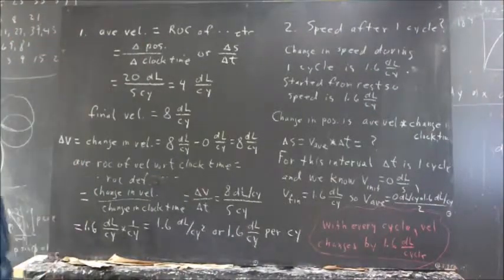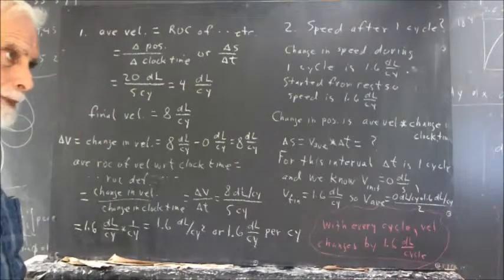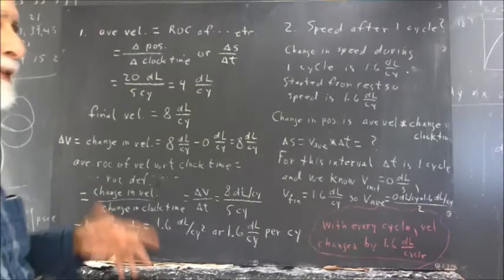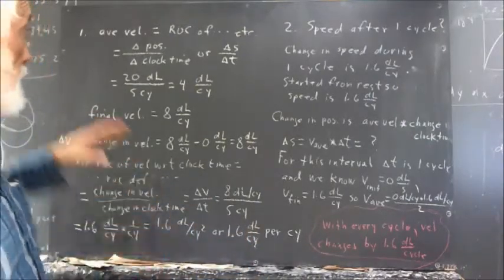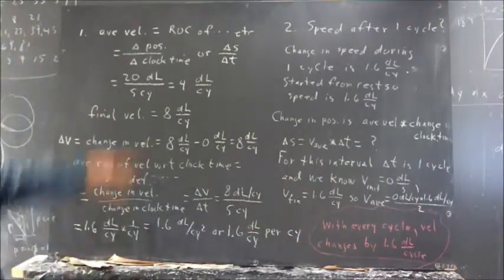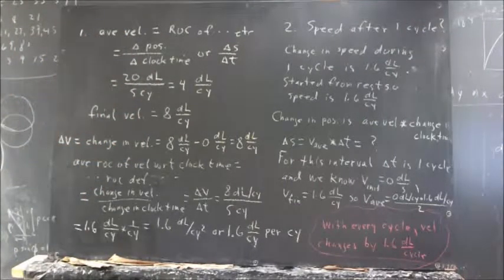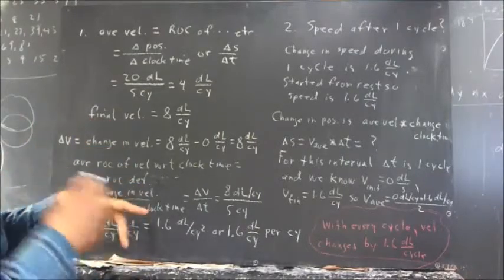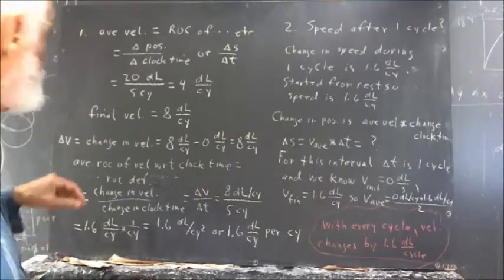Okay, the first problem asks you to find the average speed of a ball that rolls 20 domino lengths from rest in 5 cycles of a certain pendulum. Now, I used velocity rather than speed because speed is velocity without regard to direction. Since all motion is in the same direction, we can call this velocity just as well as speed. So I'll use the term velocity. Since there's no motion in the opposite direction, we don't have to worry about this distinction between speed and velocity.